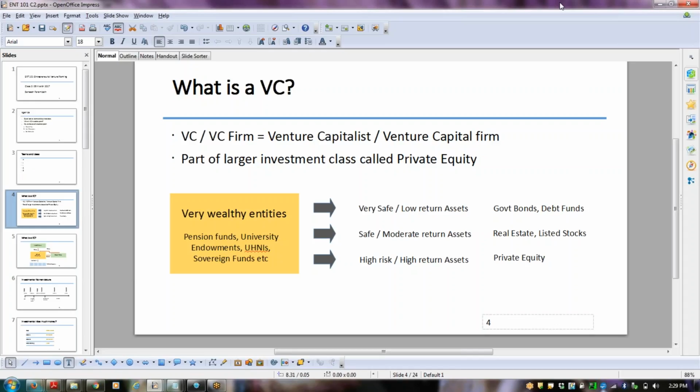The risk will be much lesser than directly investing in companies or running your own business. But it's not as safe as a government bond. There is no government backing to it. It's just that you are investing in things which are more reputed. So that would be like investing in real estate, investing in listed stocks.